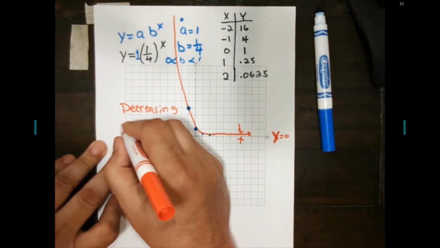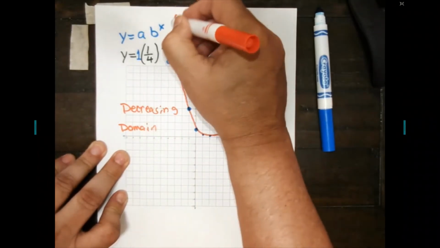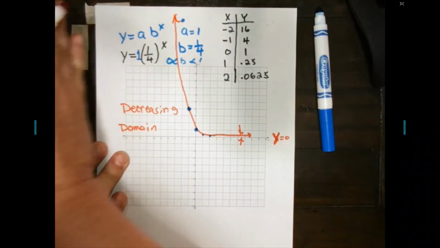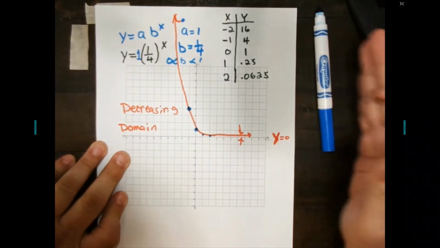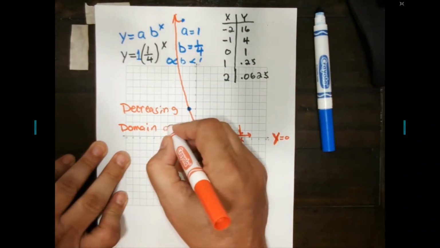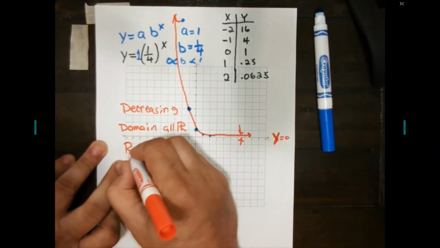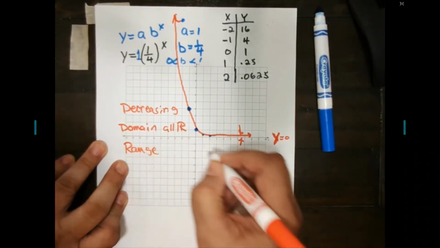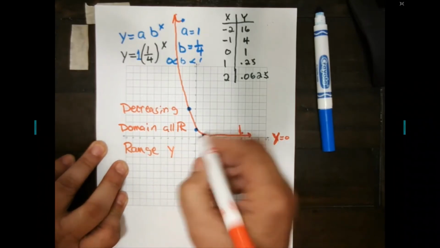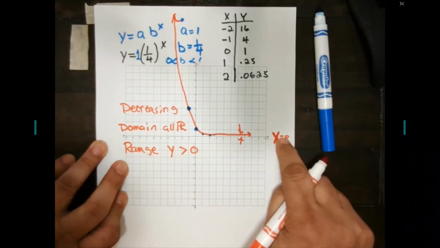My domain, again, goes all the way from -infinity to +infinity for x. So my domain is all real numbers. And my range is y greater than 0 because my asymptote is at 0.